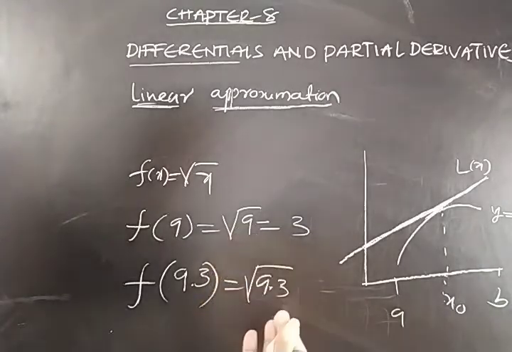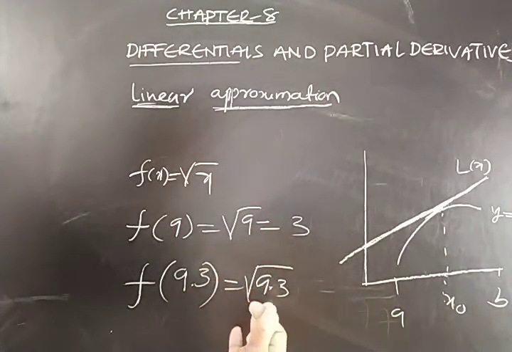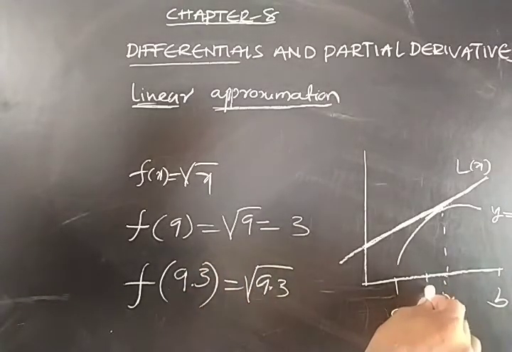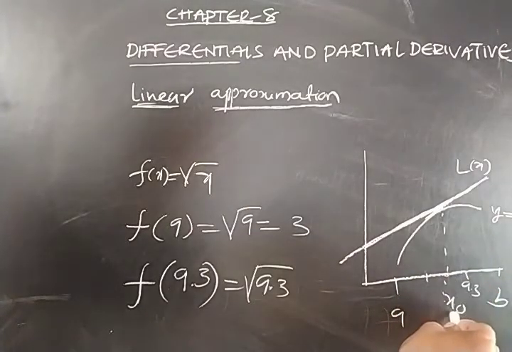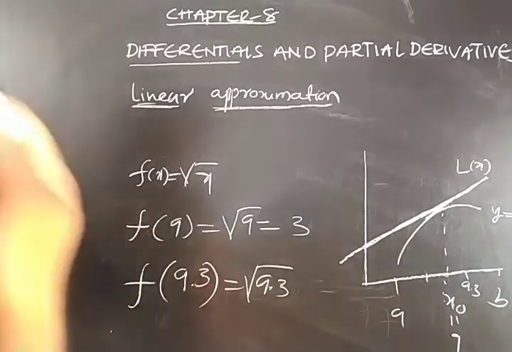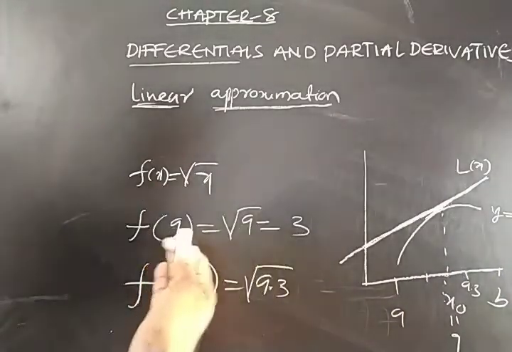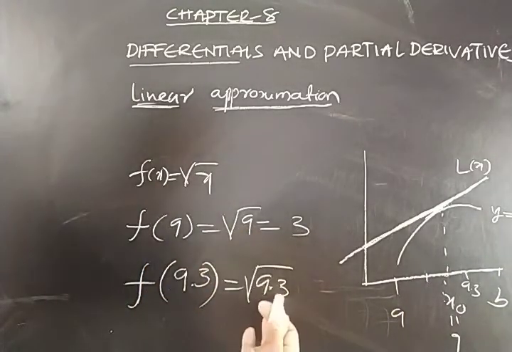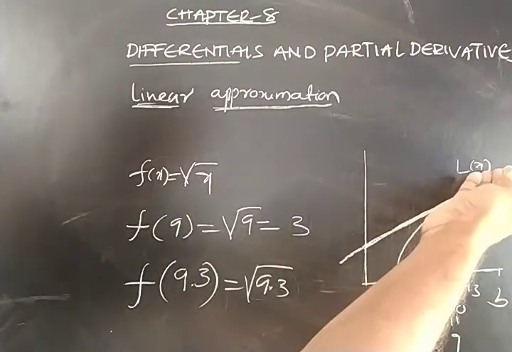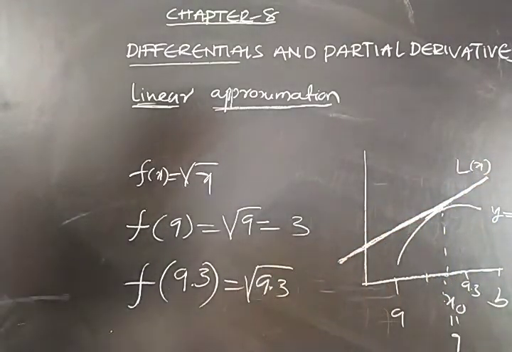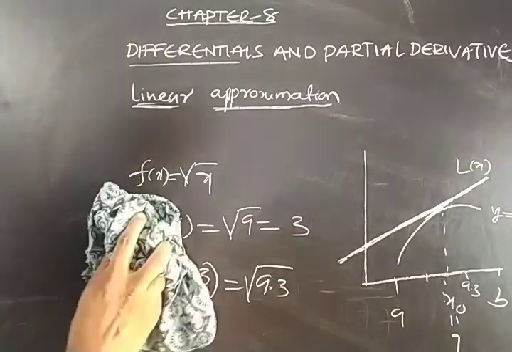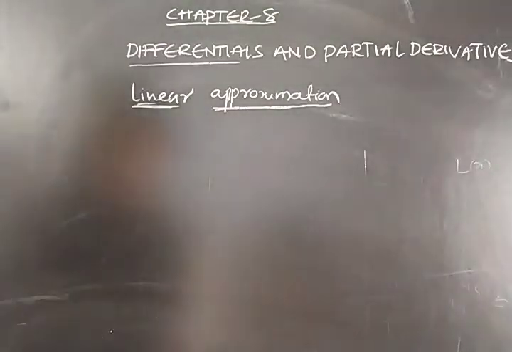So by choosing the nearest value to 9.3, we choose x naught equal to 9. At that point the function value is near the value at 9.3. So using the linear approximation, we can find the root of 9.3. Okay.